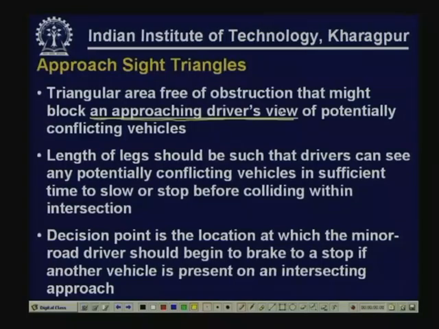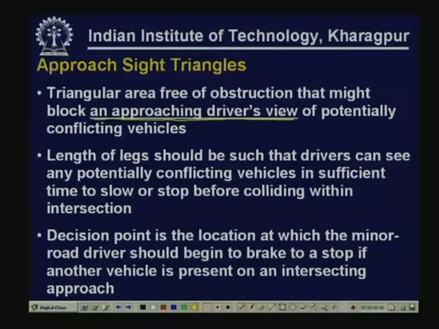Now, the length of legs should be such that drivers can see any potentially conflicting vehicles in sufficient time to slow or stop before colliding with another vehicle within the intersection area. That means, when a vehicle is approaching, it is not a stopped vehicle, it is a vehicle in motion. At that time, if it finds another conflicting vehicle, then either it should be able to slow down or it should be able to stop. So, the required side distance or triangular area free from obstruction should be adequate enough either to change the speed or to stop before colliding with another vehicle within the intersection area.